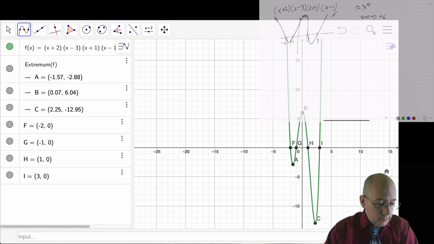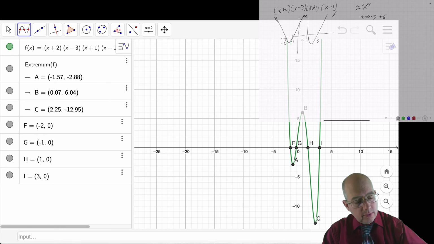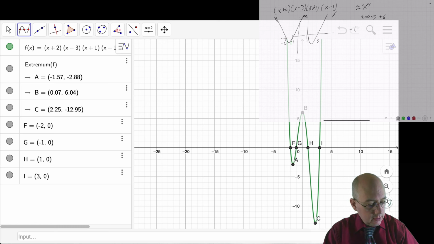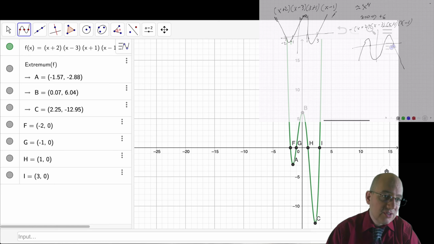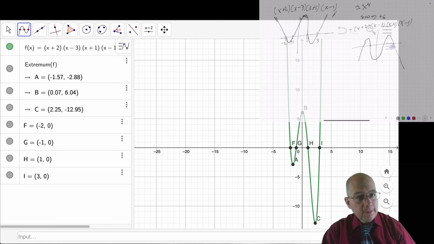Okay. Now, if I were to have a negative in front of all this, it would be flipped, right? So if it was negative x plus 2, x minus 3, x plus 1, x minus 1, and now that would be minus x to the 4th, and it would go like this, come down, like that, right? It just flips around. All right, and as you add on more factors, these things happen.